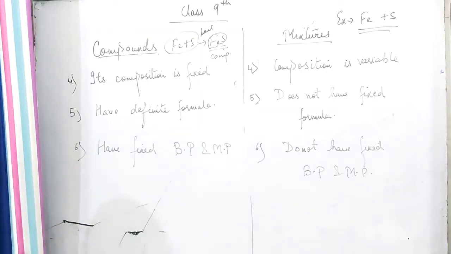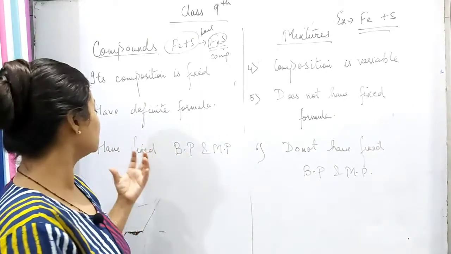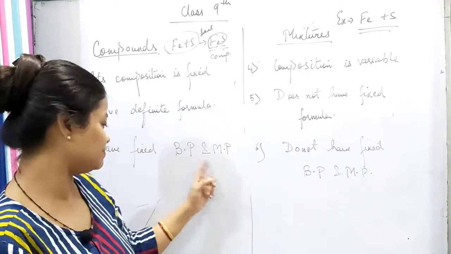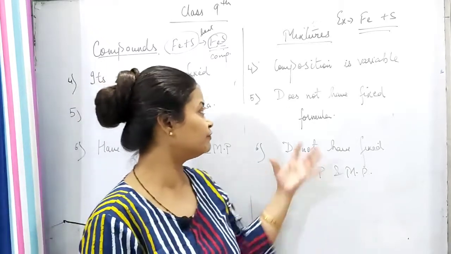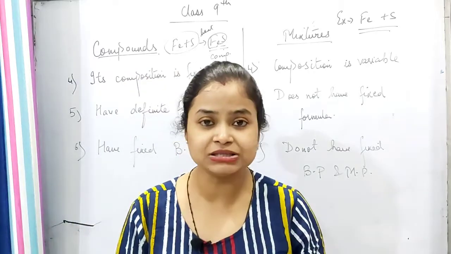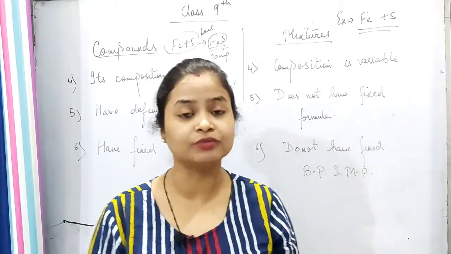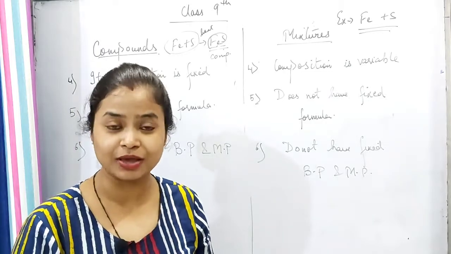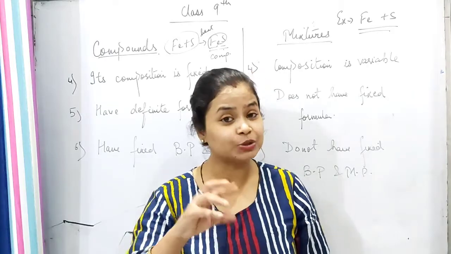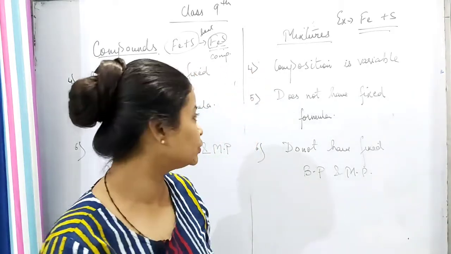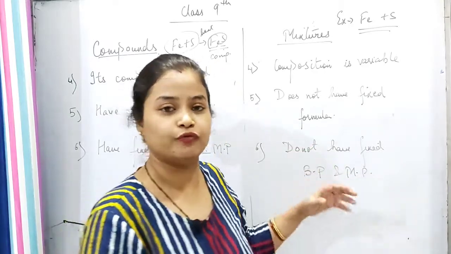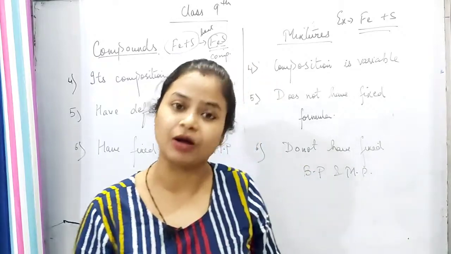Then in case of compounds, now देखो, if the formula is fixed, definite, so their boiling point and melting points will also be fixed. That's what is written, BP and MP. Boiling and melting points will be fixed. But in case of mixture, because they have variable composition, their boiling and melting points will also be variable, okay. Because boiling and melting point depend upon the forces present in between the particles. तो पार्टिकल्स ज़्यादा होंगे तो फोर्सेस ज़्यादा होंगे, तो बॉइलिंग पॉइंट भी ज़्यादा होगा। पार्टिकल्स कम होंगे तो फोर्सेस कम होंगे, तो बॉइलिंग और मेल्टिंग पॉइंट भी कम होगा, okay.